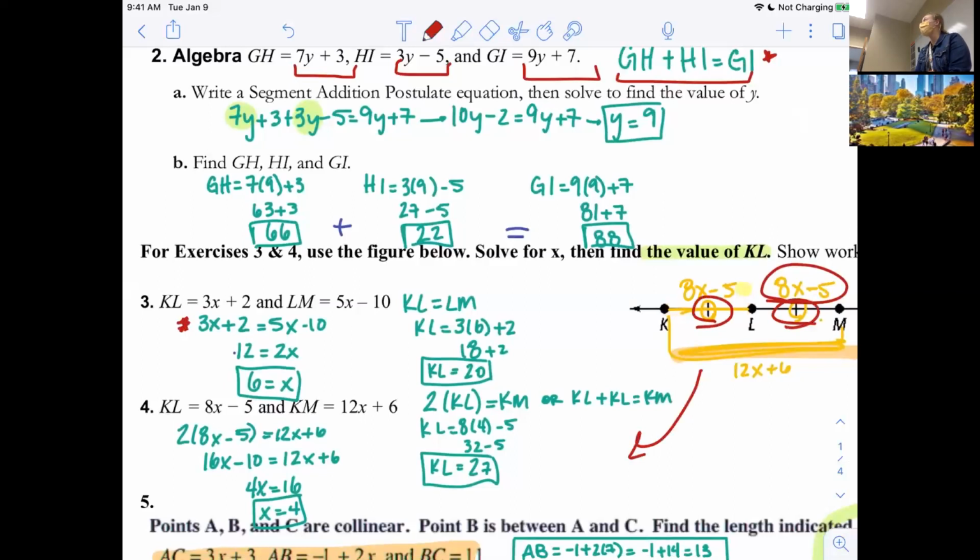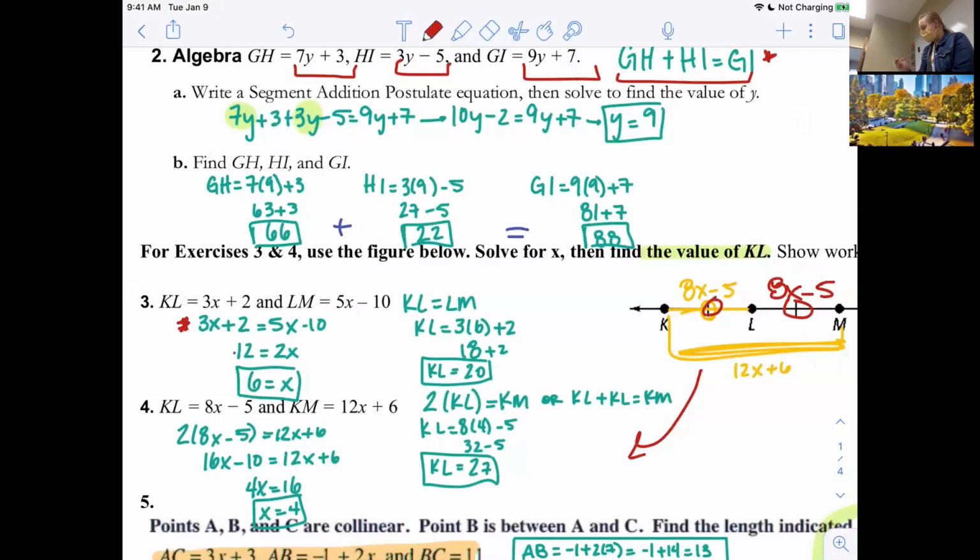Where I had questions in my last couple classes was number 4. It said KL is 8x minus 5, and KM is 12x plus 6. That's it, 12x plus 6. I know that these guys are congruent. KL and LM are congruent. So if KL is 8x minus 5, so is LM. It is also 8x minus 5.